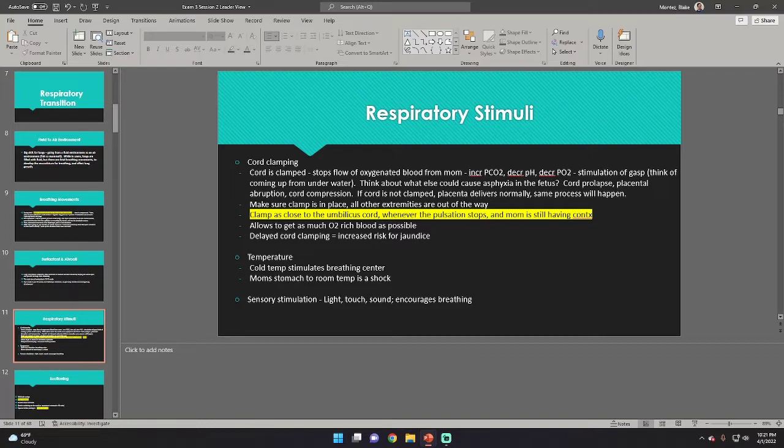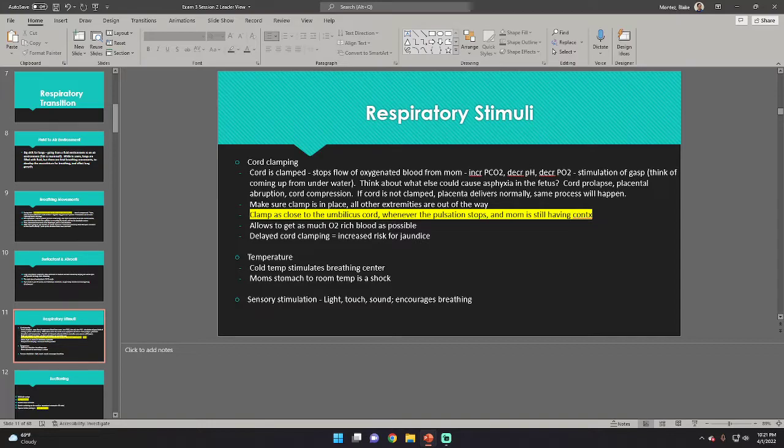Alrighty. Respiratory stimuli, cord clamping. The cord is clamped, stopping the flow of oxygen into blood from mom, increasing the CO2, decreasing the pH, and decreasing the PO2. The stimulation of gasps, think of coming up from underwater. And even as humans, adults, no matter what the temperature is, it could be 75 degrees outside, when that water is warm and you're getting out of that water, you take a big breath and that chill hits you.